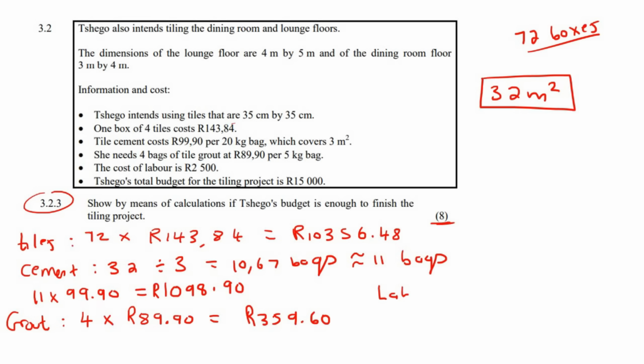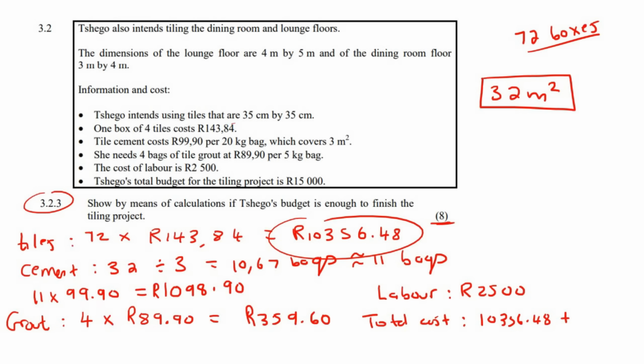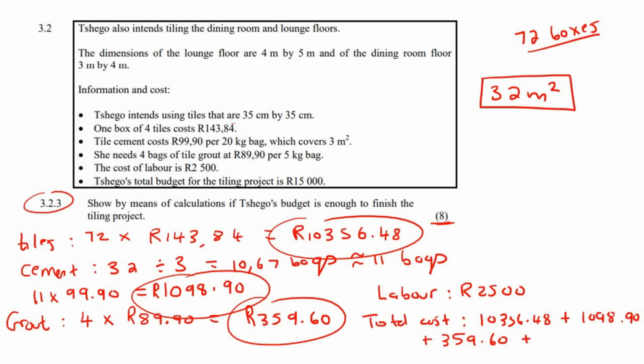Whew, I don't know if this lady's going to have enough. So the labor is going to be 2,500 Rand. So what is her total cost going to be? Well, that's going to be the tiles. It's the cement. It's the grout. And then it's the labor.